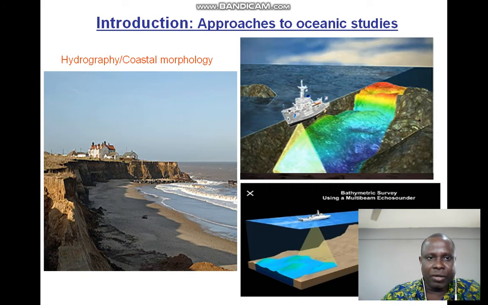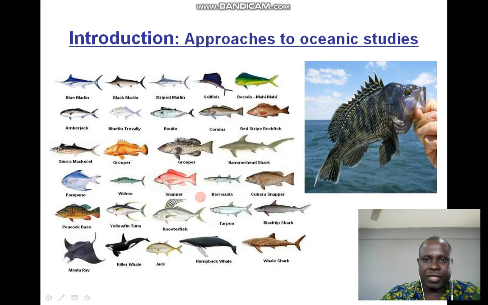Of course, you can also study the ocean via hydrography or coastal morphology, right, where you study the bathymetry of the ocean. You can map it out. This is very helpful even for modelers. And then, of course, you can study all this erosion that is happening along our beaches, and hopefully, right, come up with solutions to how we stop this. So this is another approach by which you can do oceanic studies.